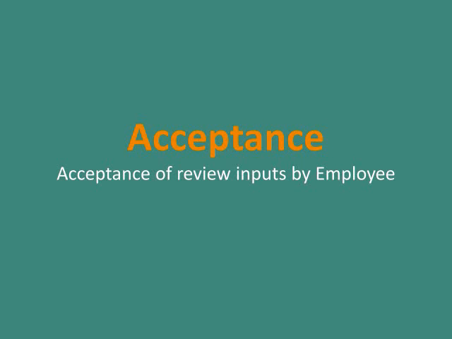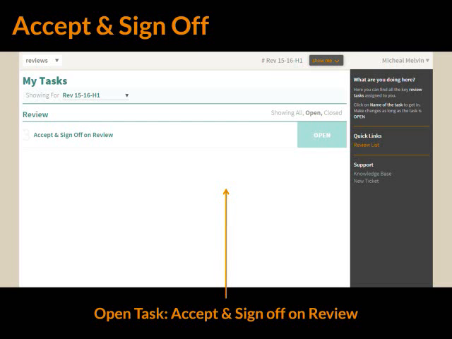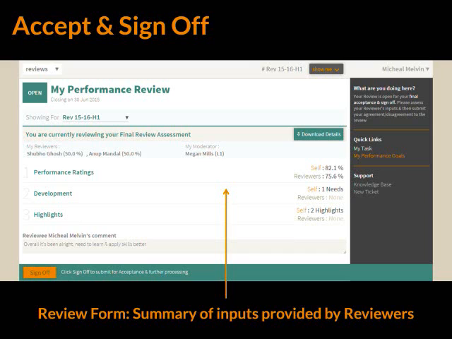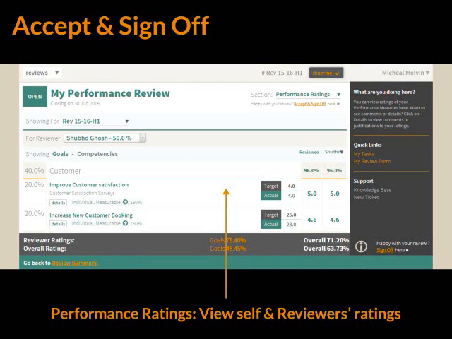In GroSum, you can set up the review process to complete with an acceptance procedure where the employee reviews the inputs given by managers and formally agrees to it by signing off. So, in this case, once review and moderation has happened, the form travels back to the employee for acceptance. When employee logs on to GroSum, they see that one of their open tasks is accept and sign off on review.